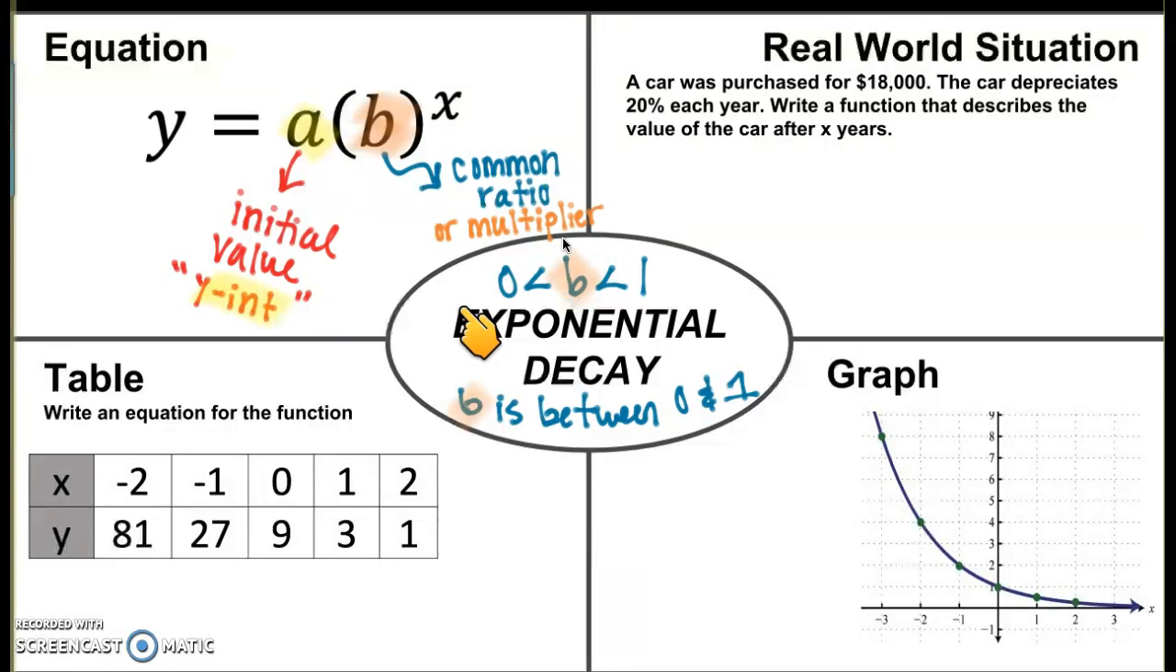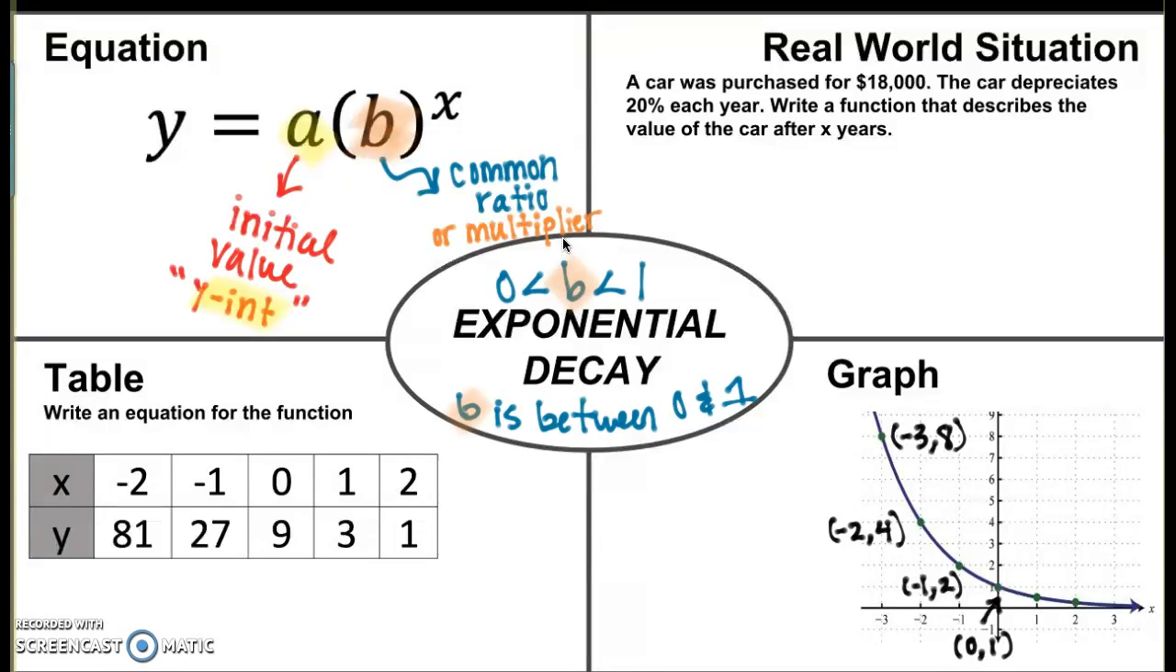But first, notice that with exponential decay, we have the exact same equation, y equals a times b to the power of x, where a is still the initial value or the y-intercept, and b is still our common ratio or common multiplier. The only difference is that now b is a number between 0 and 1 for it to represent exponential decay. And so just like the previous problem, I want you to write the equation for the table and the graph, and you can use whatever method you would like. You can do it by hand, or you can use a calculator. And then I'm going to go over the answer with you just to make sure that we're on the same page.